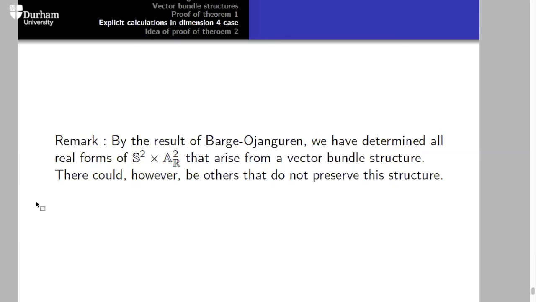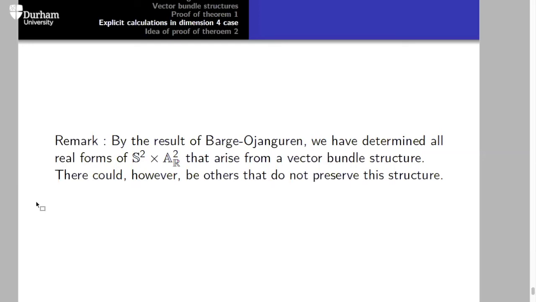Reason being, if I have any vector bundle structure, it's isomorphic to another one if and only if the real sets are diffeomorphic. And we've found diffeomorphisms for all of the real forms, so there's nothing else we can do for the vector bundle structure.